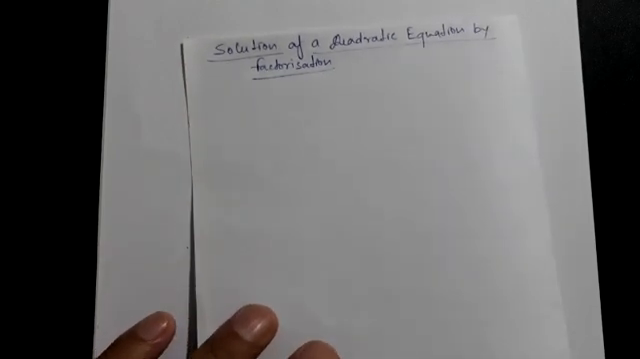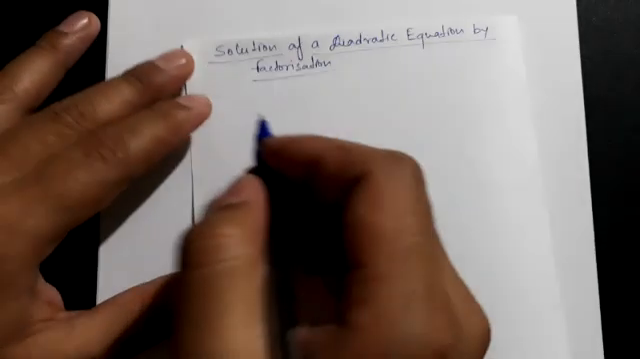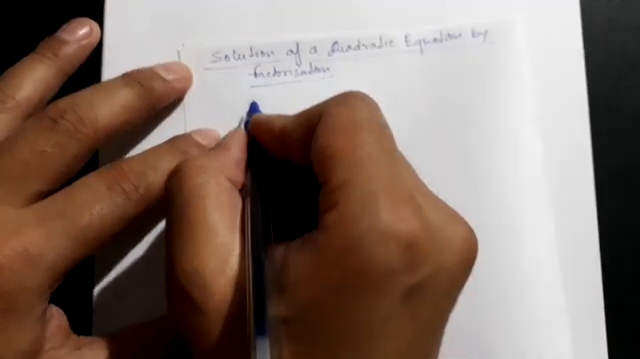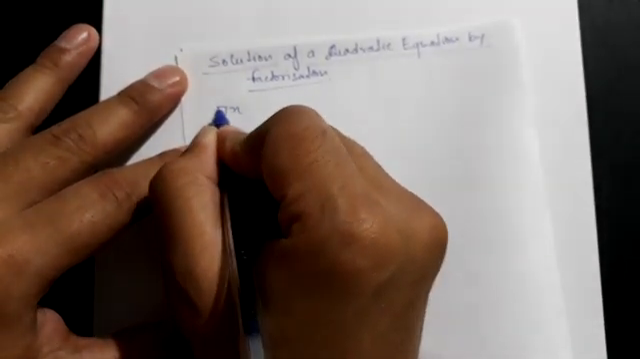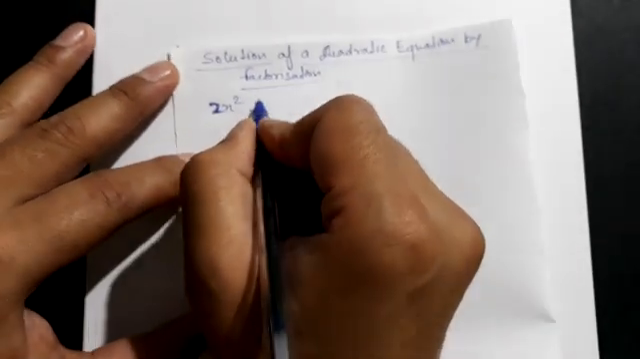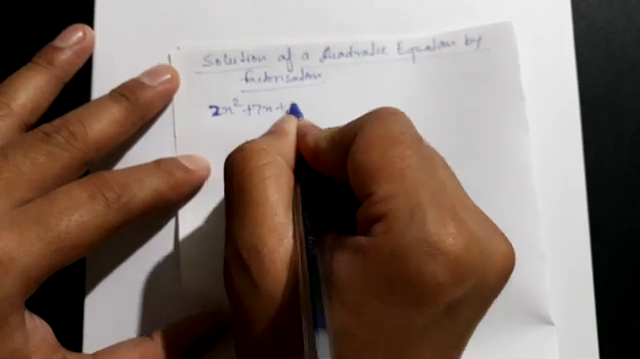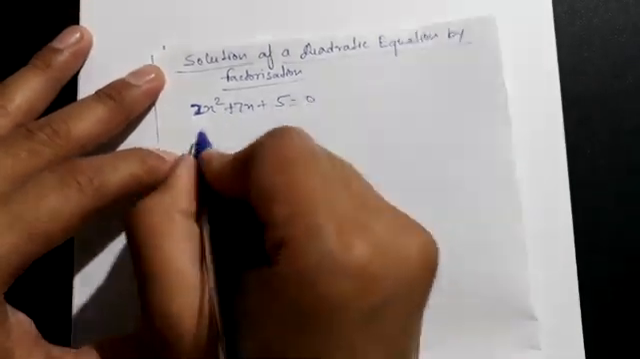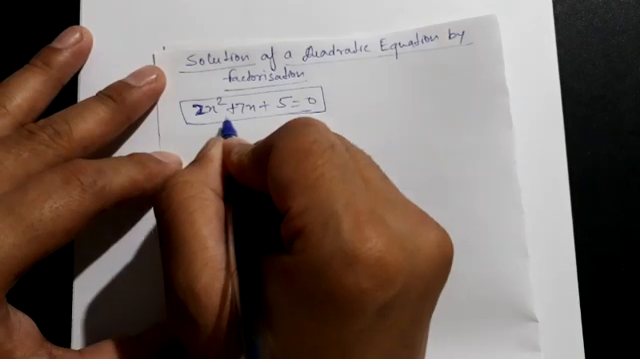Okay, so today we are going to discuss the first one, solution of quadratic equation by factorization. And in this factorization we will use a very popular method, and that is splitting the middle term. So we have an equation, say one, 2x square plus 7x plus 5 is equal to 0. We have this quadratic equation and we have to find its solution.